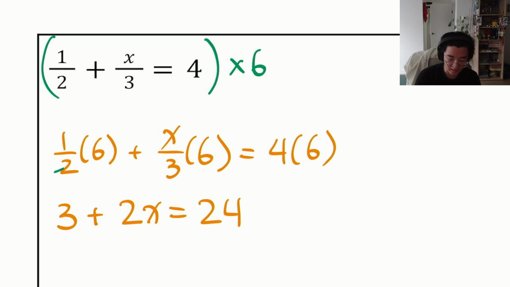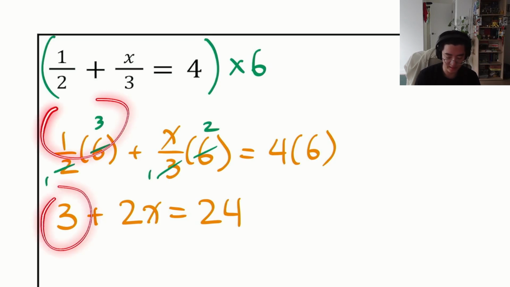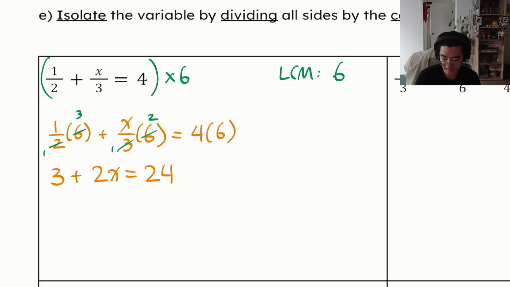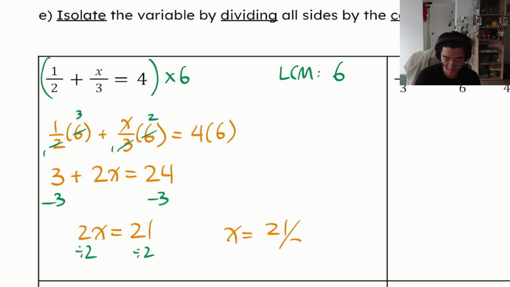Alright, 1 and 6 can be reduced ahead to 1 and 3. Right, 3 and 6 can both be divided by 3. Right, so that's all we have. 1 times 3, which is 3 here. 2 times x, which is 2x. 4 times 6, 24. And then, business as usual. Isolate the x, inverse operations, all that fun stuff. So 21 is not divisible by 2, so we can just leave it as 21 over 2.